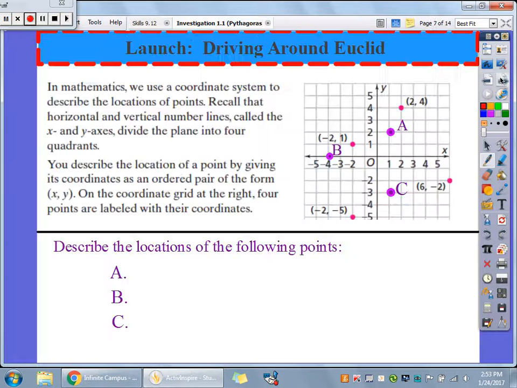That page we're going to skip. Okay, so we talked about a coordinate system before to describe the location of points, and one of the things we need to review is that it's always written as x first and then y. So I'm going to give you a couple of seconds to look and figure out the coordinates for A, B, and C, and those are the purple dots up here. So this is A, this is B, and this is C.